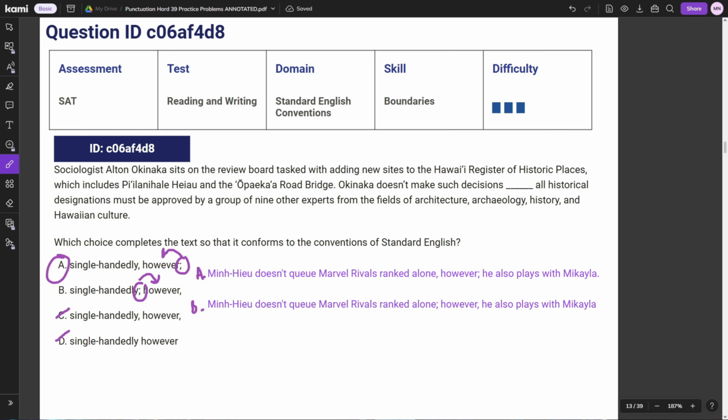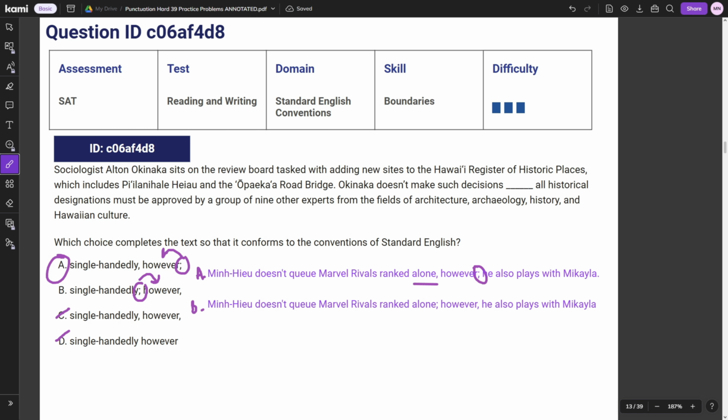Now here's the tricky part, and that's when we're trying to find what is that idea we're trying to modify. But there is actually a pretty easy way to find out. Whenever your semicolon is after the transition word, that idea you're trying to modify is usually just going to be the word that's right before the transition word, or maybe like a few words. So in this case, the idea we're trying to modify is "alone," because it's directly before our transition word, "however."